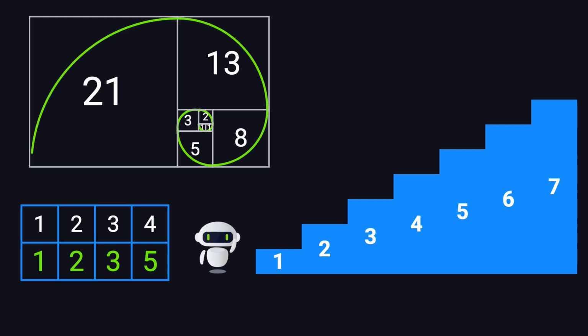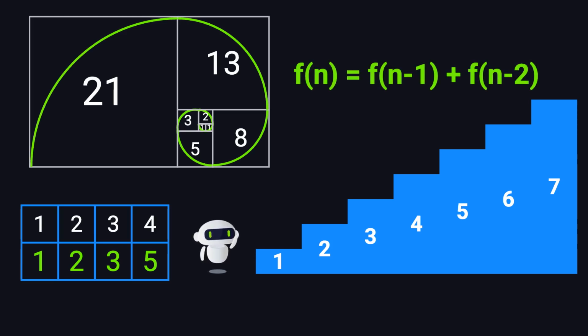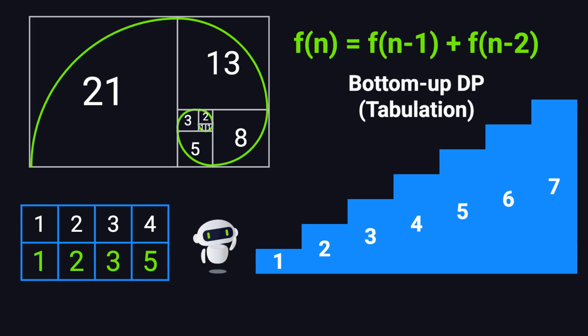In math terms, we can write this as f(n) = f(n-1) + f(n-2). With this formula, we can calculate the result for each step starting from the bottom. This method is known as bottom-up dynamic programming, also called the tabulation method.